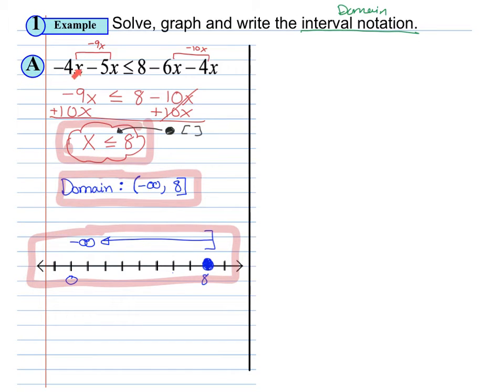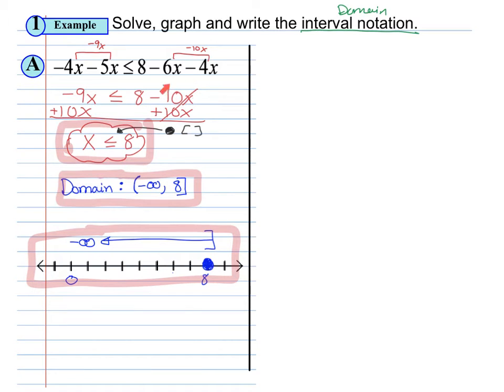Okay, so we are going to solve, graph, and write the interval notation. If you notice, this is what we did in class, so I'm just going to go over it. I'm not going to rewrite it. These two are like terms, so we combine them, and we got negative 9x. These two were like terms, so since they're both negative, we combine them and it becomes negative 10x.